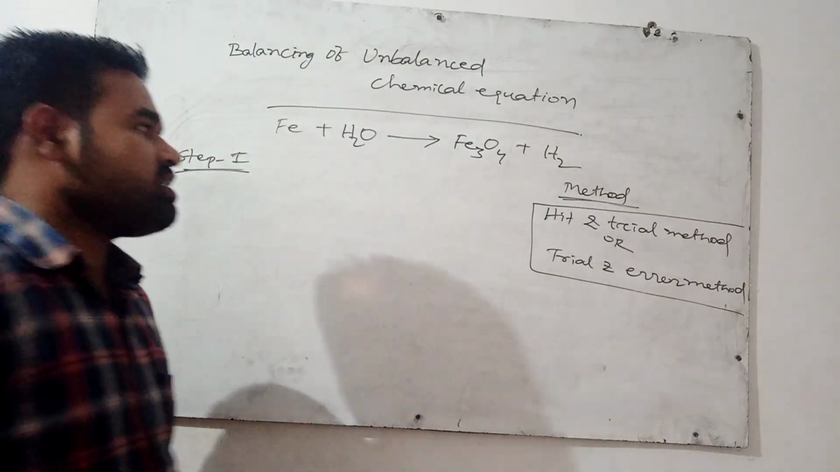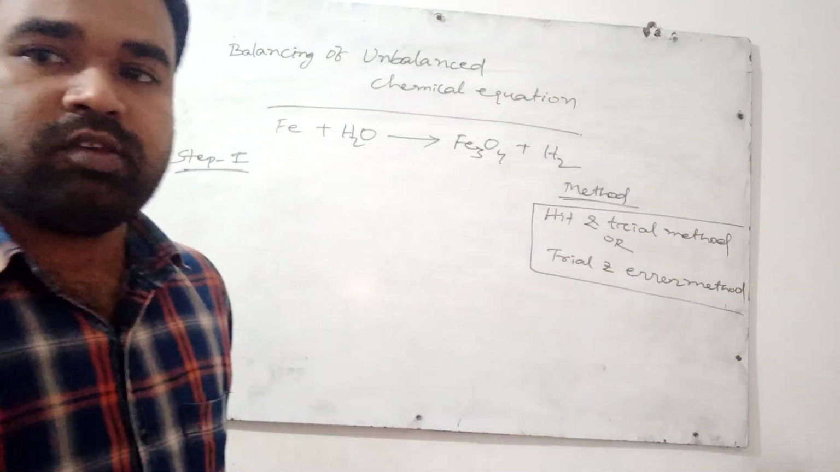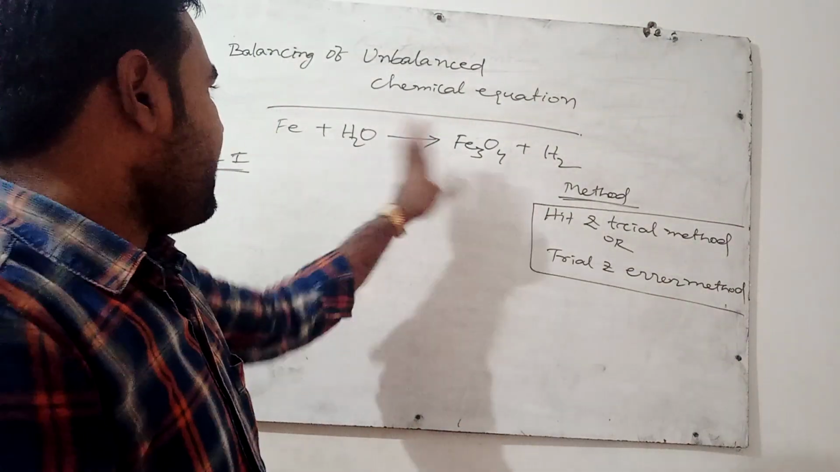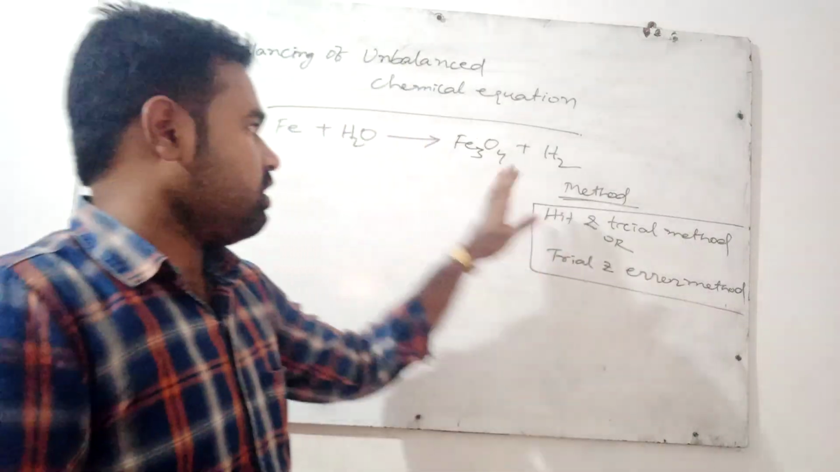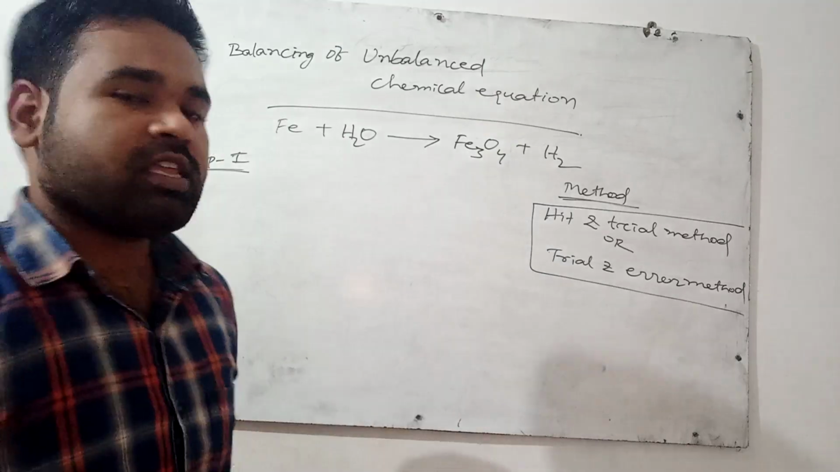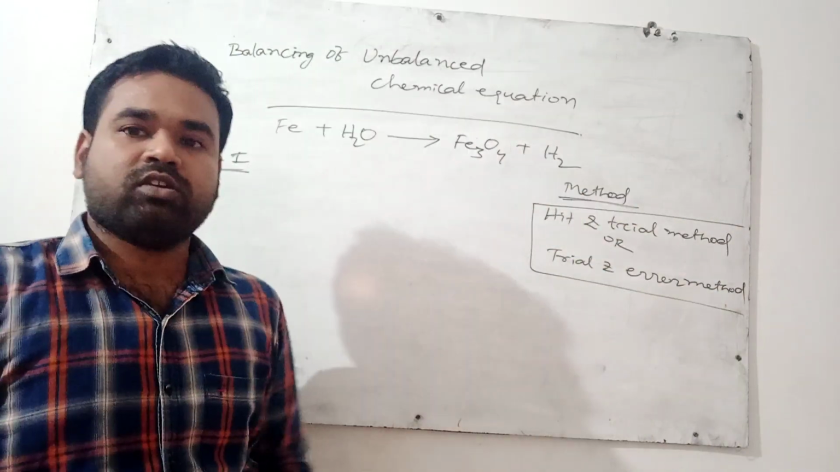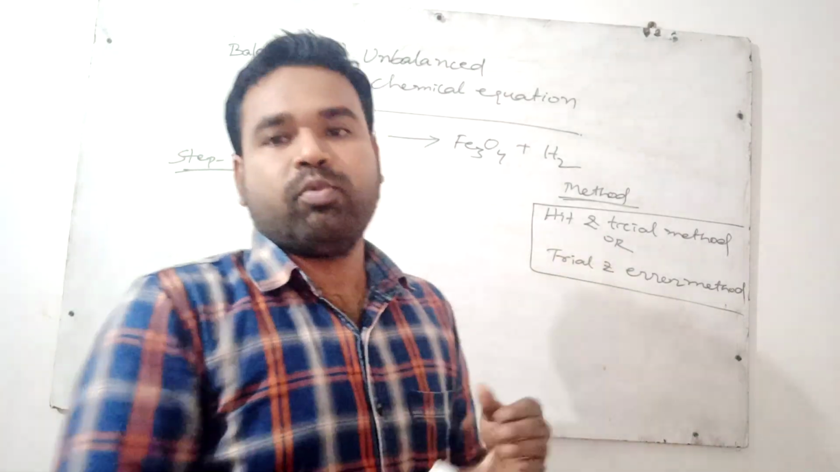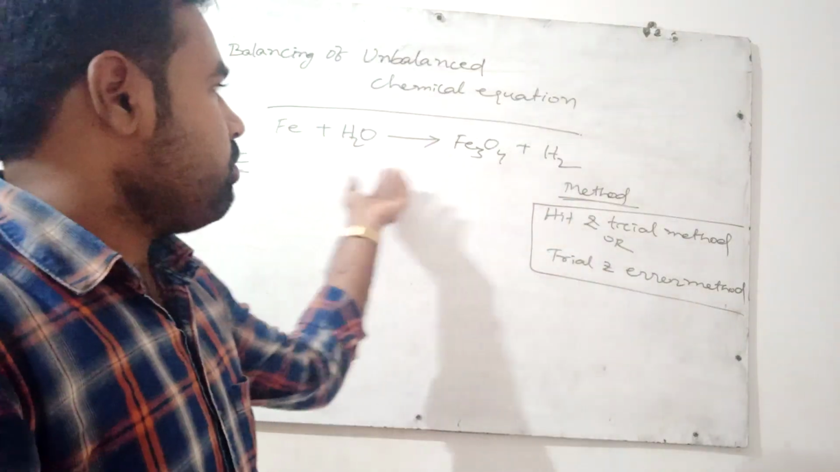Why is it called hit and trial method? Hit and trial method means, no particularity, we just put a number randomly and try to balance the atoms. If that doesn't satisfy, then we clear that number, put another number, and again try to satisfy the equation. We just go on trying different numbers to balance the atoms on both sides.